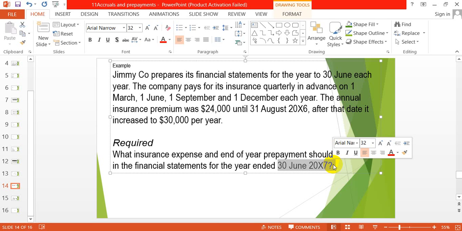The company pays for its insurance quarterly in advance on 1st March, 1st June, 1st September, and 1st December each year. The annual insurance premium was 24,000 until 31st August 2006. After that date, it increased to 30,000 per annum.